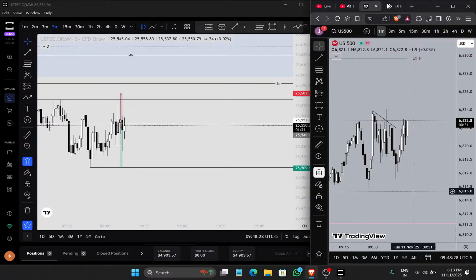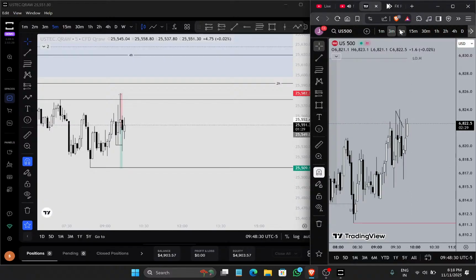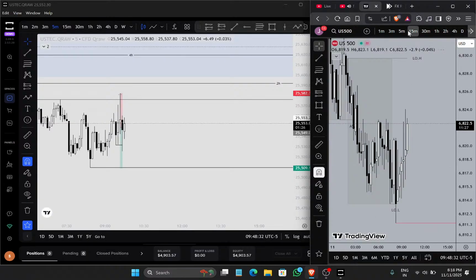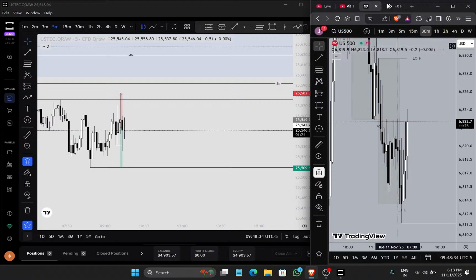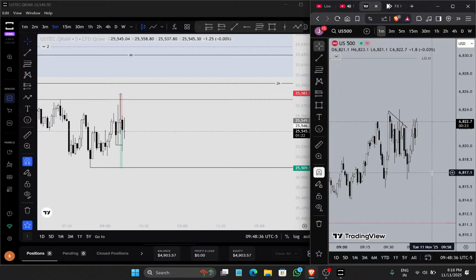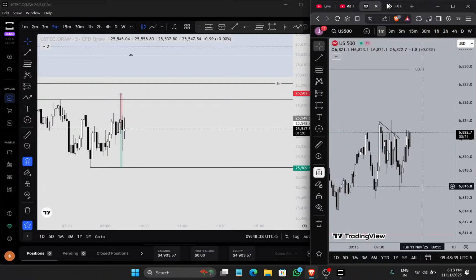Let's see some real at that time. Do we involve some levels? No, nothing. Very, very crappy price action. Very, very, very bad price.